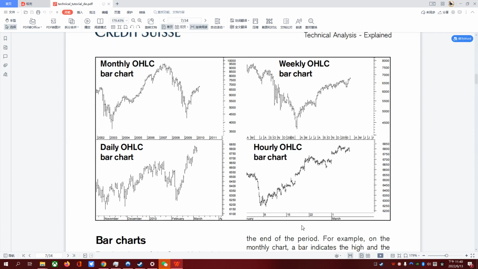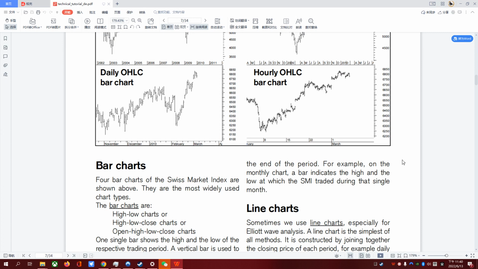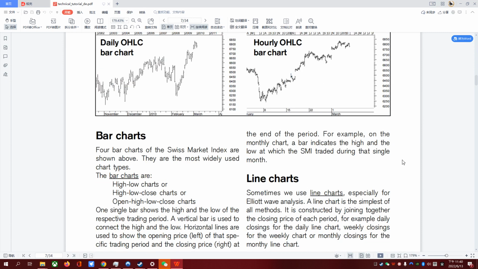So here, as you can see, this is a very simple bar chart. There are 4 different bar charts here: monthly, weekly, daily, and hourly bar charts. So what does OHLC mean? OHLC means O represents open, H represents high, L represents low, and C represents close.